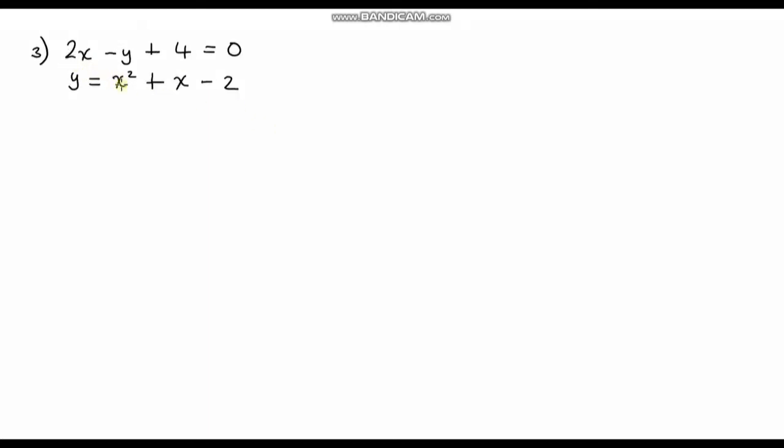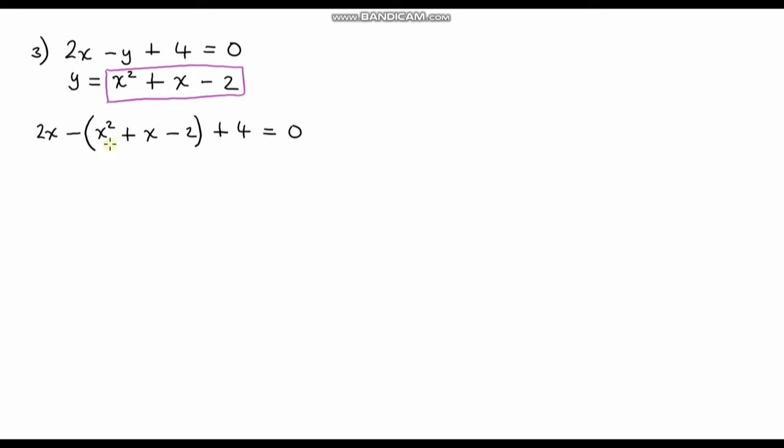Okay, we're on question 3 now. So I can see that we've got y is equal to this expression here. So I can see straight away that I can now substitute this expression for y into this equation. So we're going to have 2x minus y. Now we're going to subtract this whole equation, so I'm going to put it in brackets. We're going to subtract x squared plus x minus 2. And then we've got plus 4, and that is equal to 0.